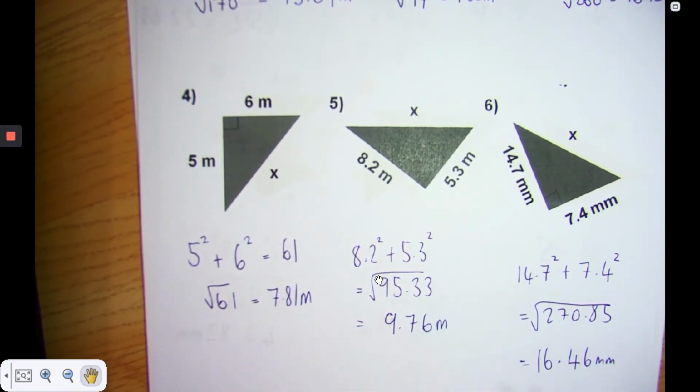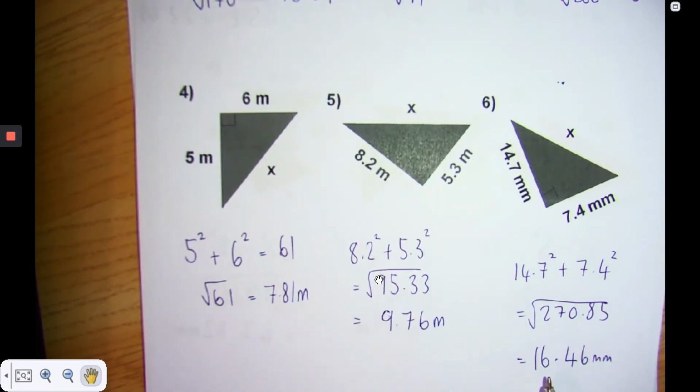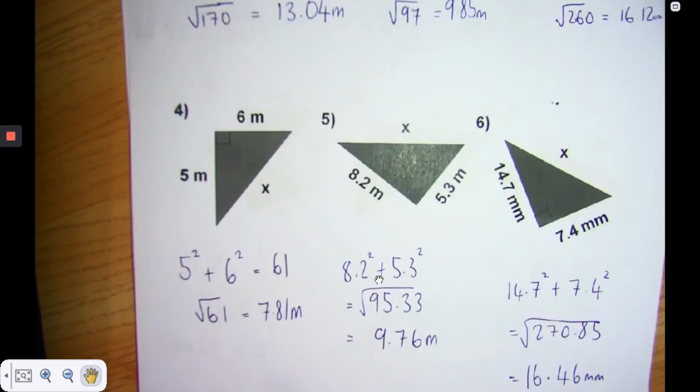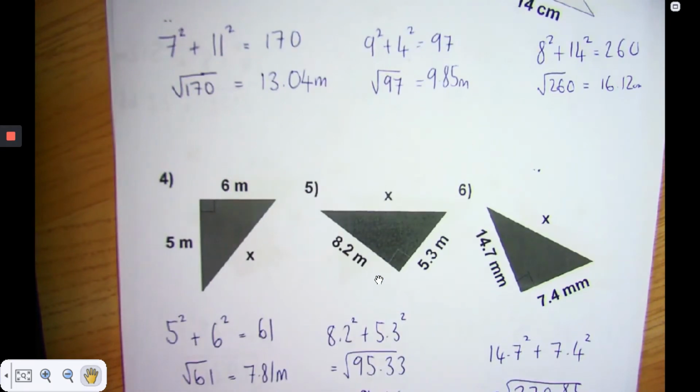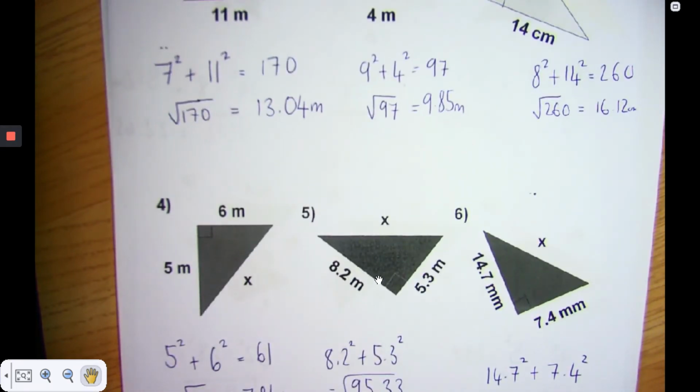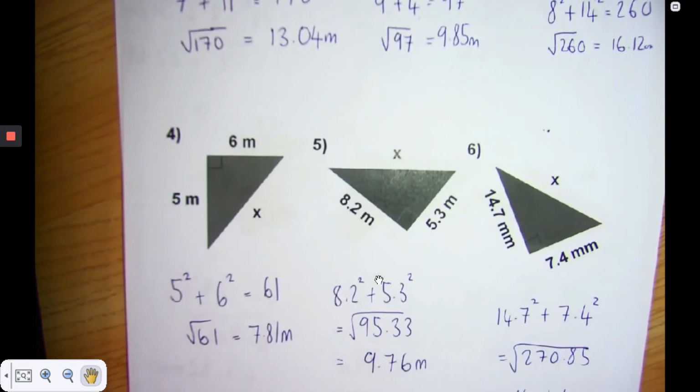Okay, and you should have similar working out to that. Not a massive amount of working out, okay, just the sum, and then your square root, and then your answer. Okay? Right, so the second type of question is down here.